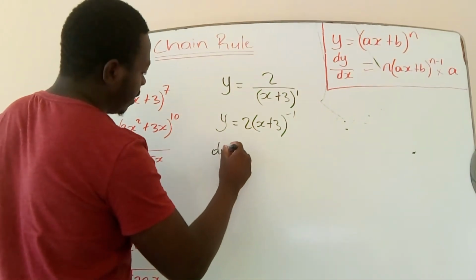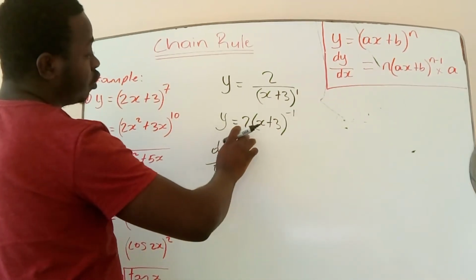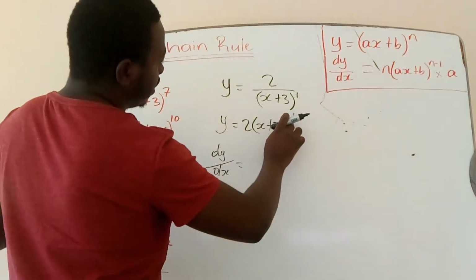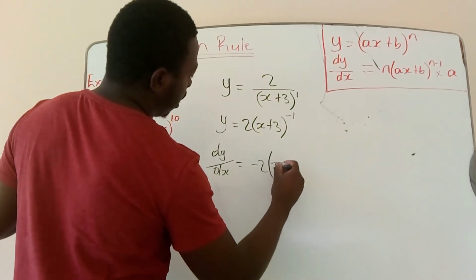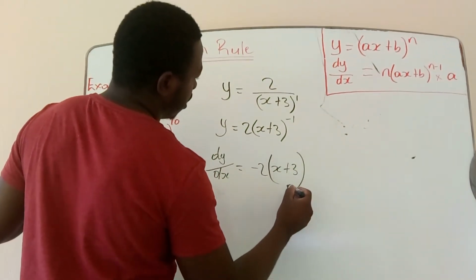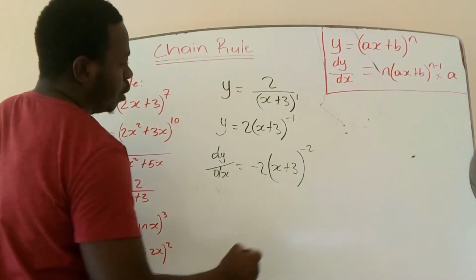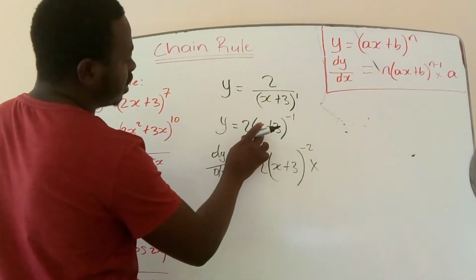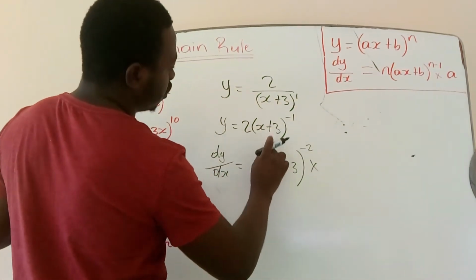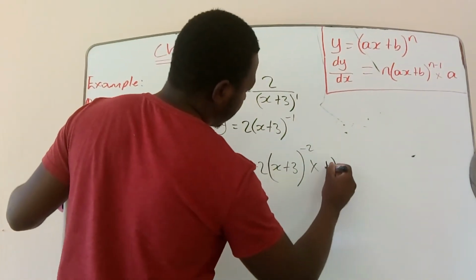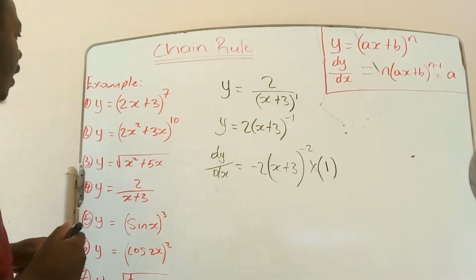So dy by dx is equal to, take the power to multiply the coefficient of outside. So here, negative 1 times 2 gives you negative 2 times x plus 3. Now, negative 1 minus 1 gives you negative 2, right? Multiplied by the derivative of the inside of the bracket, which is x plus 3. And when you differentiate x plus 3, that only gives you 1, right? And 1 times anything just gives it back itself. But that's it there, right?